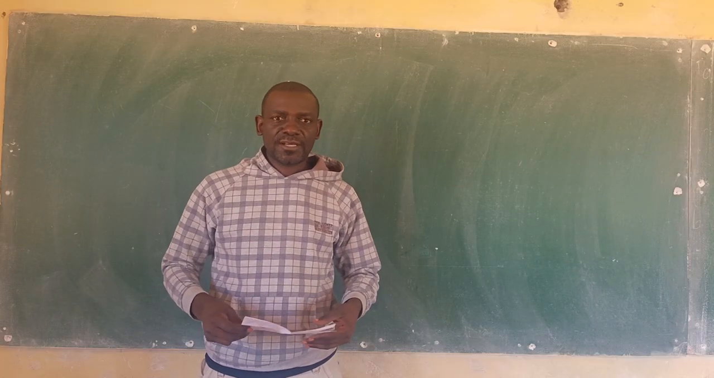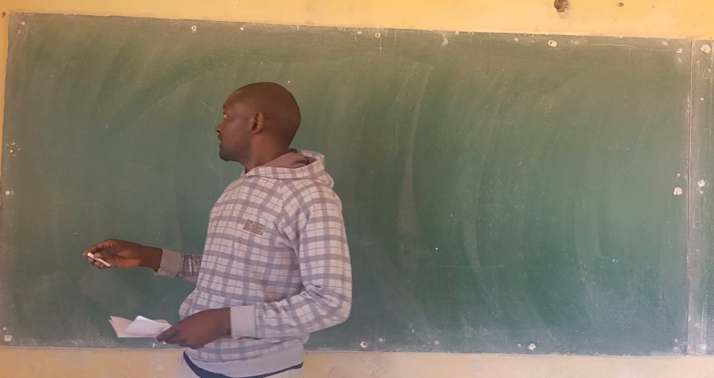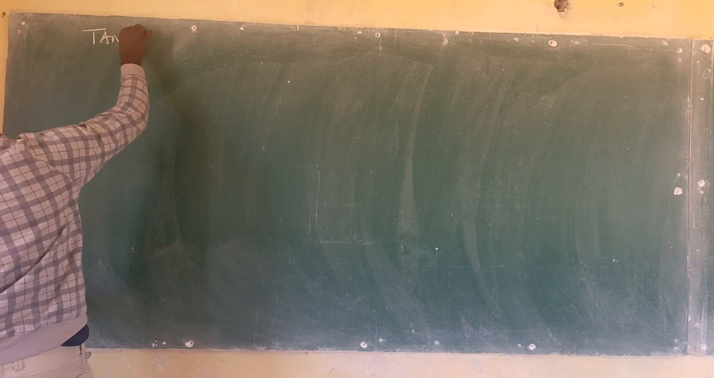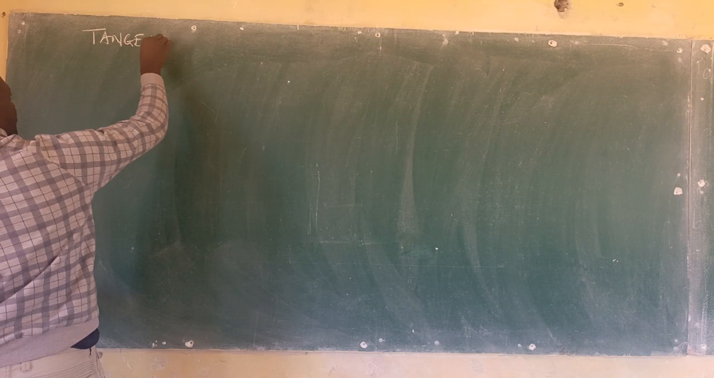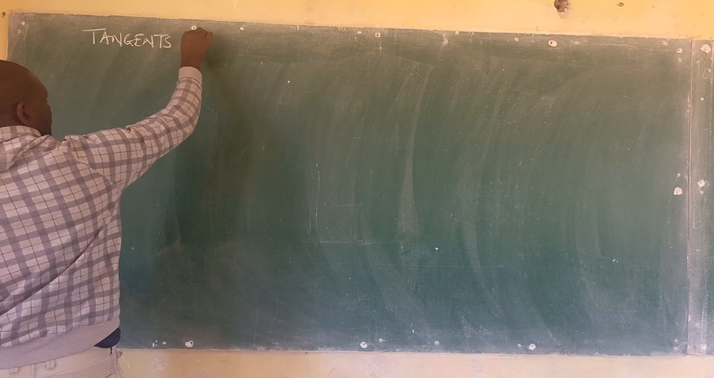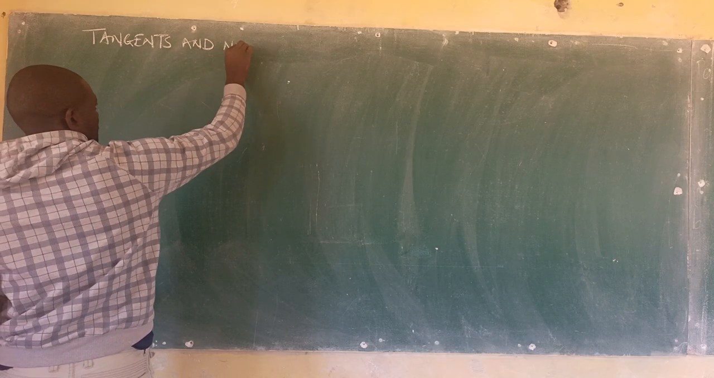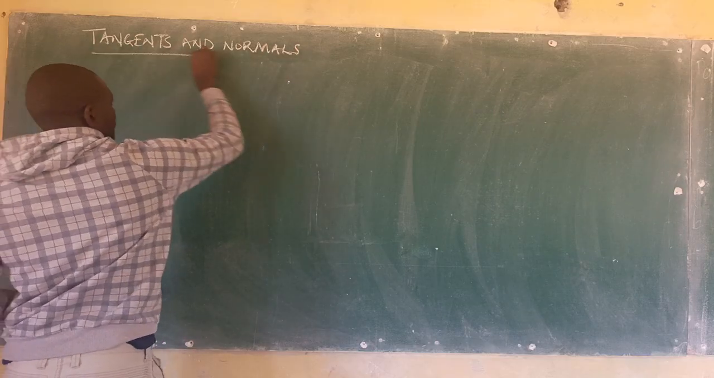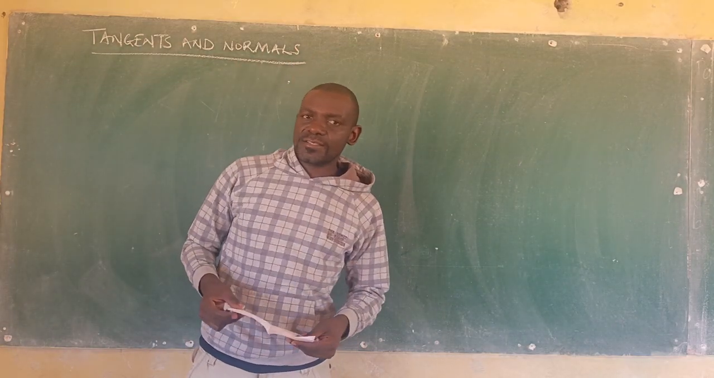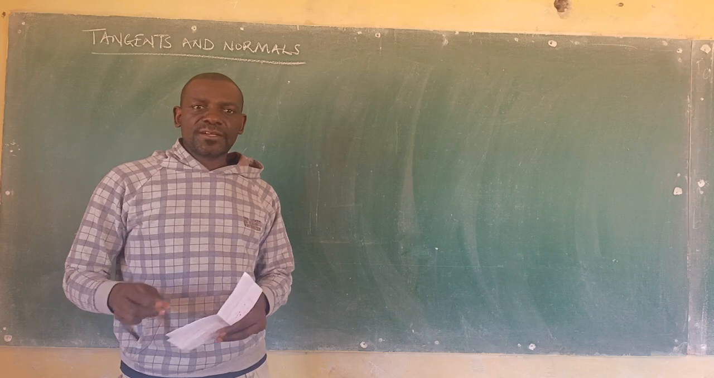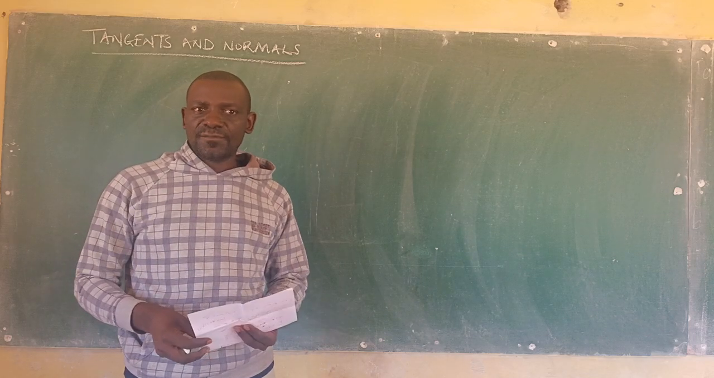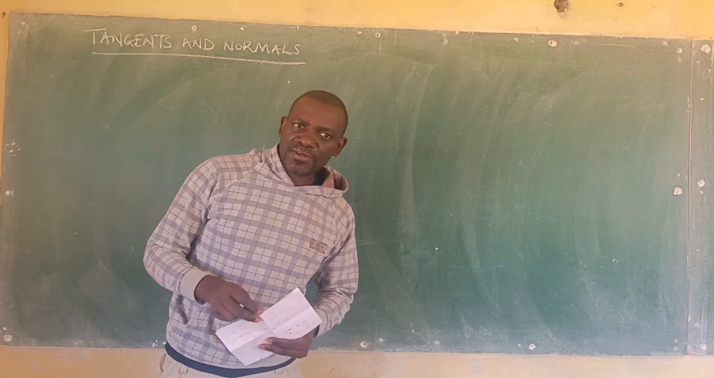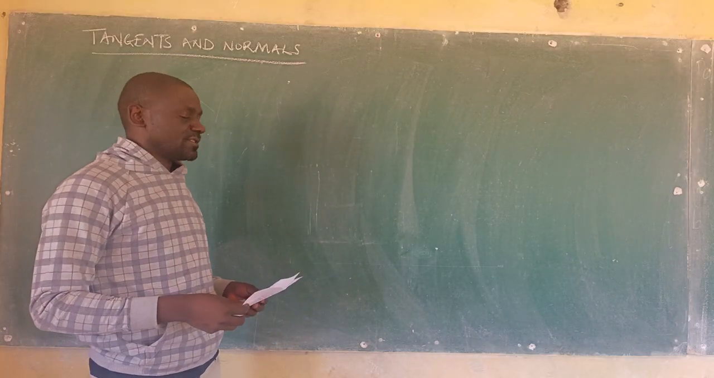Today I want us to look at tangents and normals to the curve. Specifically, we'll look at how we can find the gradient of a tangent to a curve at any particular point, as well as the gradient to the normal at that particular point.